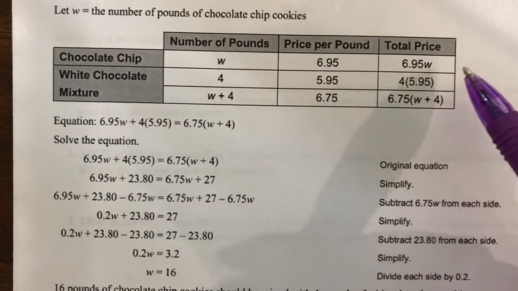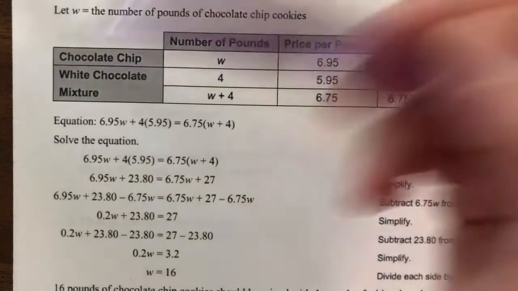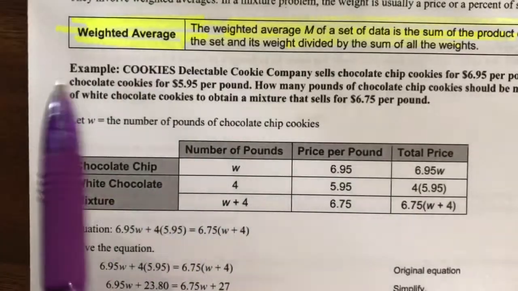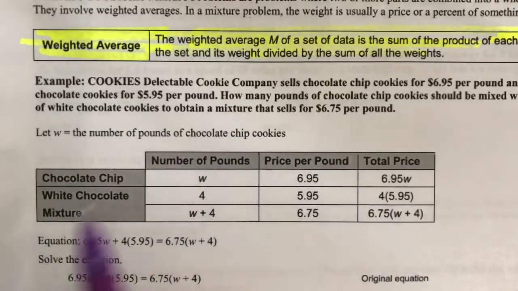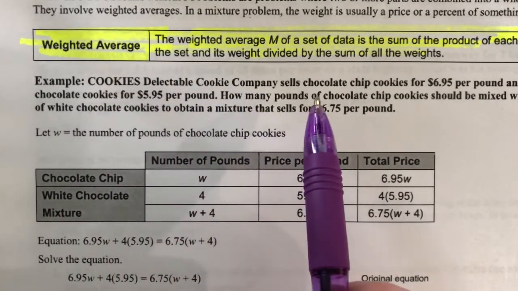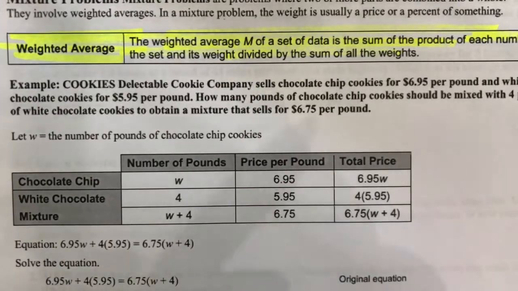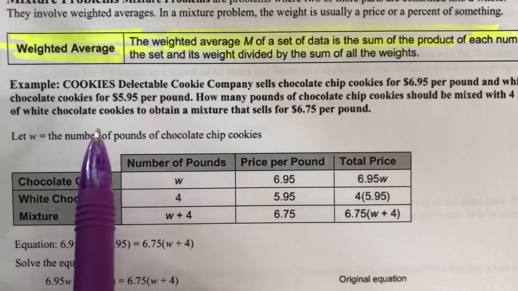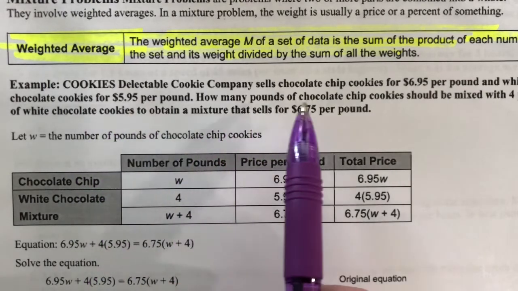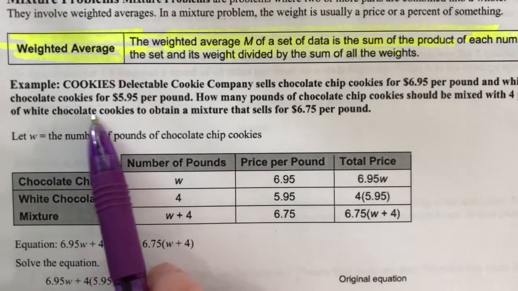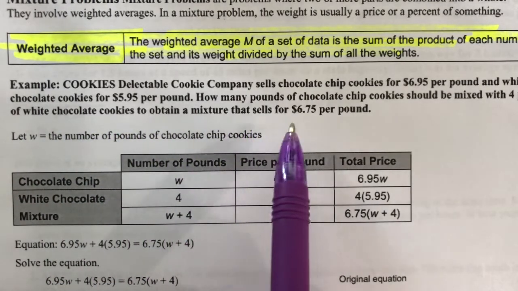So we're going to jump into this. Here with this table, and this is without the table. This is if you just saw this problem, or if we just read this top part. So let's read it and see if we can figure out the table, and then we'll use it down below. Cookies. Delectable Cookie Company sells chocolate chip cookies for $6.95 per pound and white chocolate cookies for $5.95 a pound. Oh, I was reading that the same.